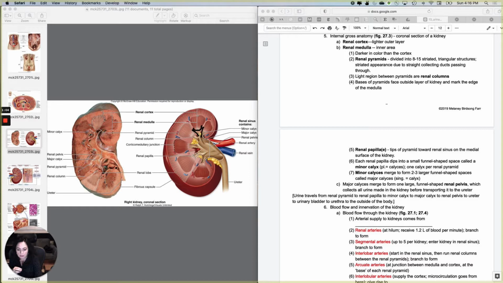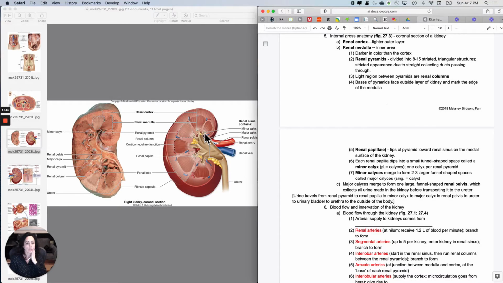And then the minor calyces will gather, more than one minor calyx, to become a major calyx. And then all of the major calyces will gather to form this big structure, which is called the renal pelvis right here. And the renal pelvis is what dumps into the ureter when the urine is on its way out. Okay, so we'll get into this in more detail in just a minute.